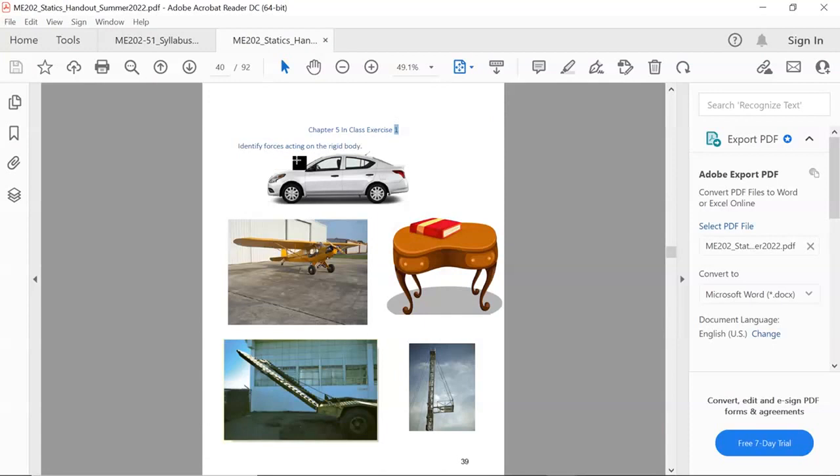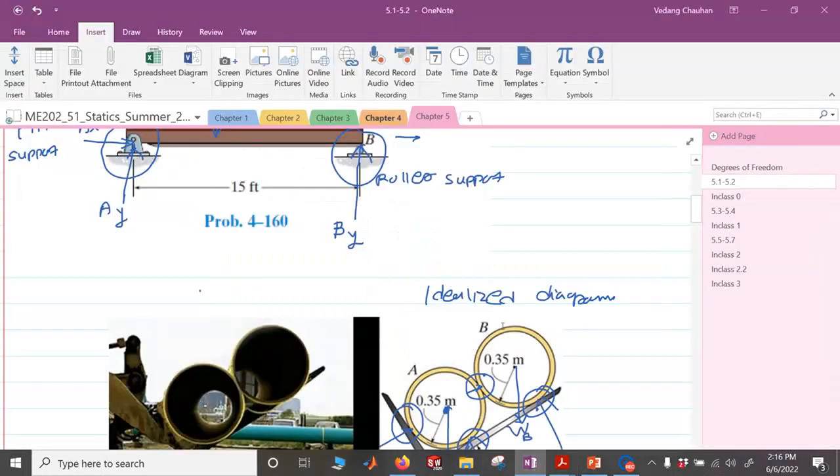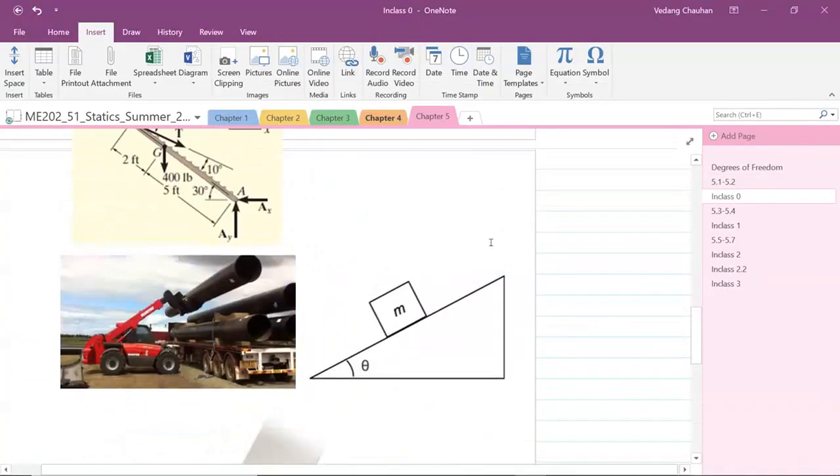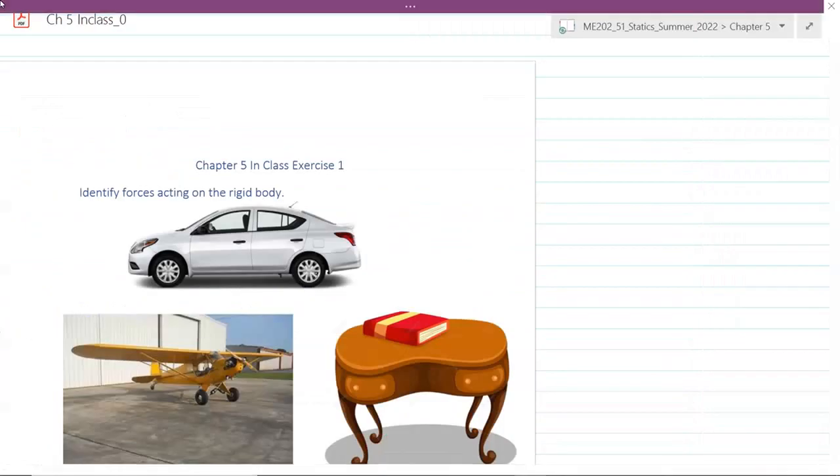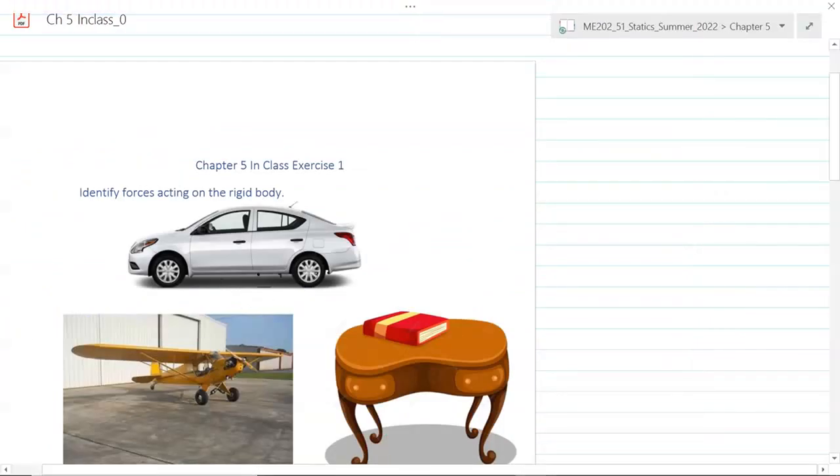The question is to identify forces acting on the rigid body and draw them on the free body diagram. So let's work on it here. So these are different examples. For each example, we will identify the different forces, including the weight or support reactions.